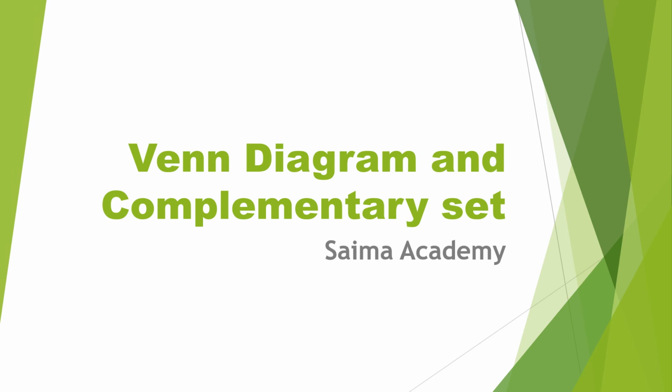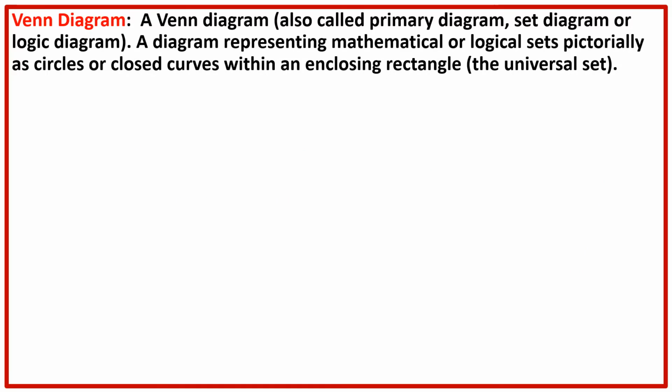In this lesson, I will explain to you about Venn diagram and complementary set. So first of all, I will explain to you why it is called Venn diagram and what is the Venn diagram. Venn is actually the English logician John Venn. A Venn diagram is also called a primary diagram or set diagram, because we use these diagrams when we make the sets or when we discuss the set, or logic diagram.